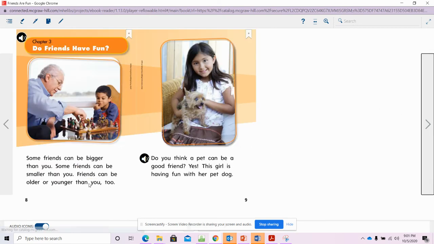Let's find out. Chapter 3. Do friends have fun? Some friends can be bigger than you. Some friends can be smaller than you. Friends can be older or younger than you too. Do you think a pet can be a good friend? Yes, this girl is having fun with her pet dog. Oh, good. Okay, what else did we learn here? What other details did we find here?